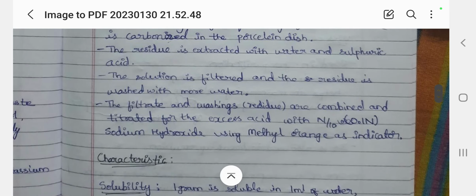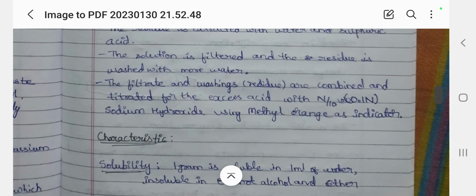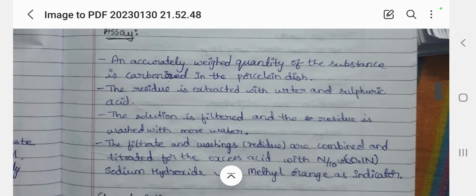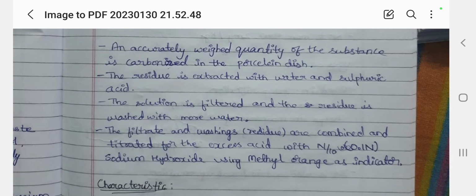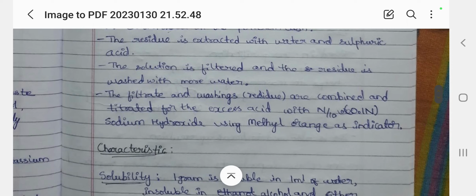The solution is filtered and the residue is washed with more water. The filtrate and washings are combined and titrated for the excess of acid with 0.1 N sodium hydroxide, using methyl orange as an indicator. So now let's go through the assay overall. First the substance is carbonized, then treated with sulfuric acid. After that, the residue is extracted, filtered, and washed with more water. The filtrate and washings are combined and titrated.